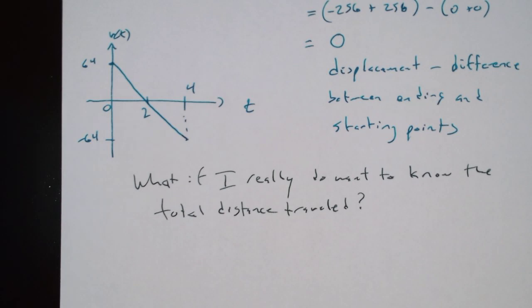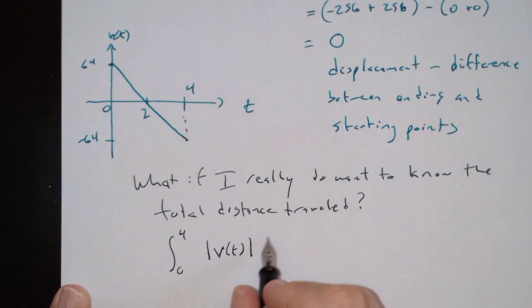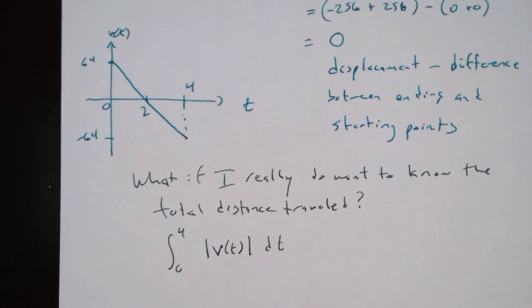If I think of distance up as positive, then distance down is negative. If I want to switch negative numbers to positive numbers, what mathematical thing can I do to do that? Absolute values. I can take the integral from 0 to 4 of the absolute value of my velocity.